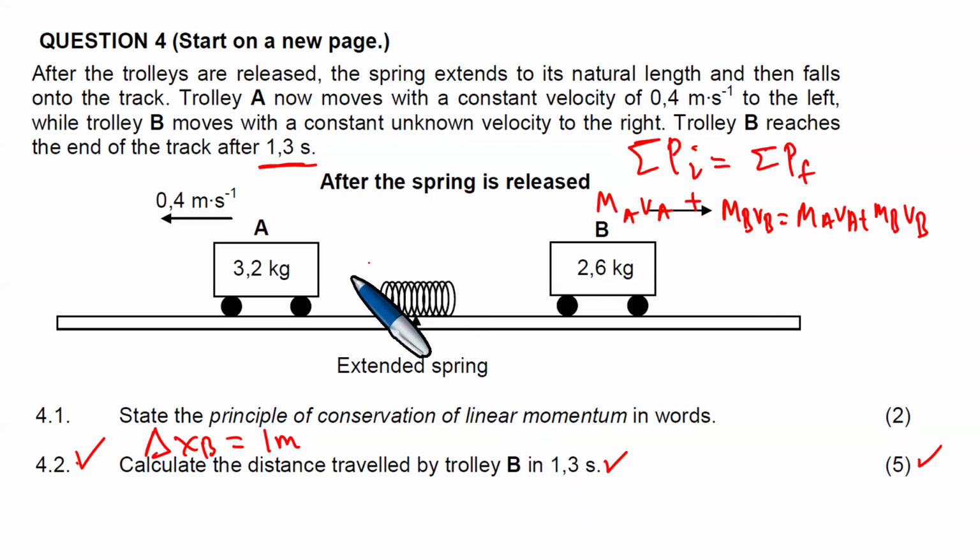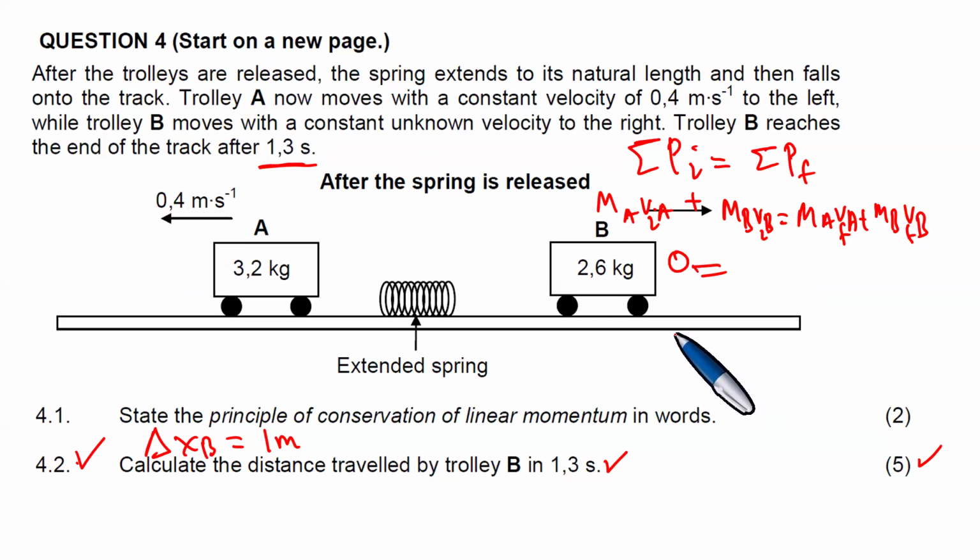Right, remember that these were held stationary together initially, so we're going to have initial, and then we're going to have final. Initially, all of them were at rest, so there was no motion. And then after this, we have the 3.2. But we need to choose a direction. So now trolley B reaches the end of the track in that amount of time.